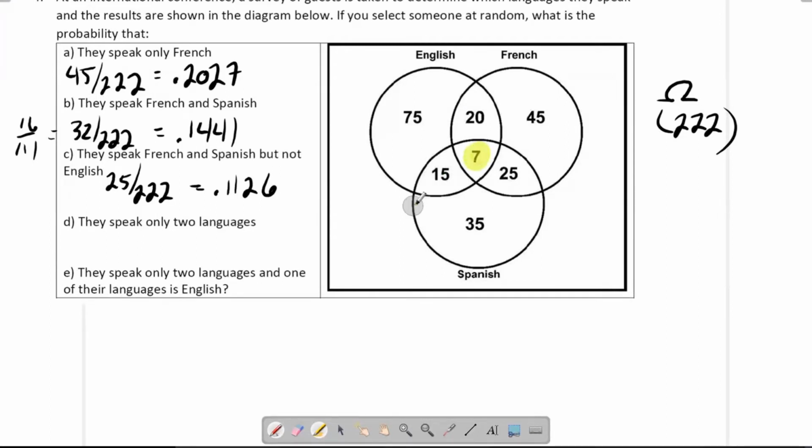Now they speak only 2 languages. So remember, the people in the center, they speak 3 languages. So the people who speak 2 are the intersections without the middle. Add all of those up, and we get 25 plus 20 plus 15, which gives us 60 out of 222. And if you want to convert it to decimals, it's 0.2702. And finally, they speak only 2 languages, and one of their languages is English. So if they speak 2 languages and one is English, then it's just those 2 intersection points that we're talking about. So we end up with 35 out of 222. And if you do it in decimals, it's 0.1576.